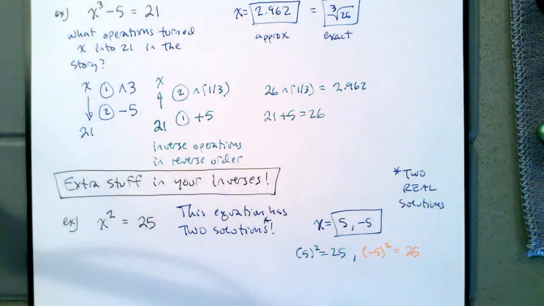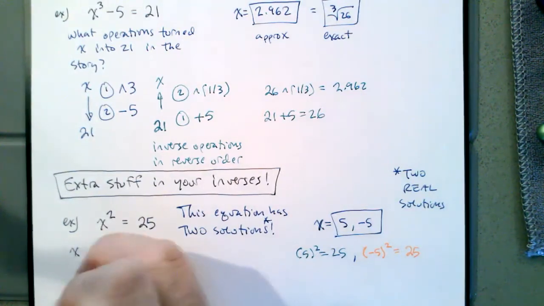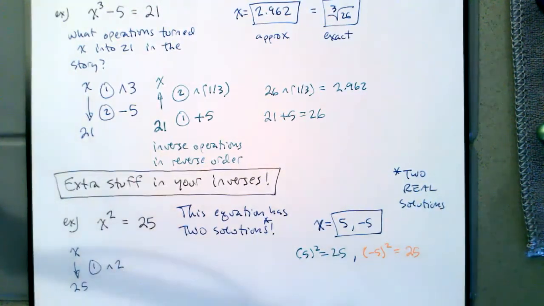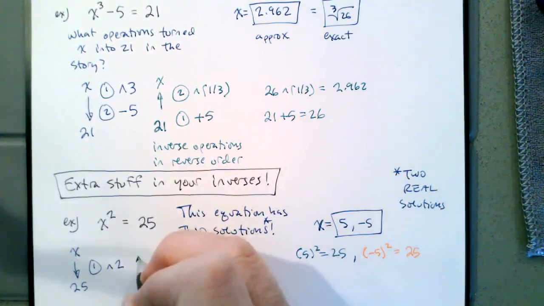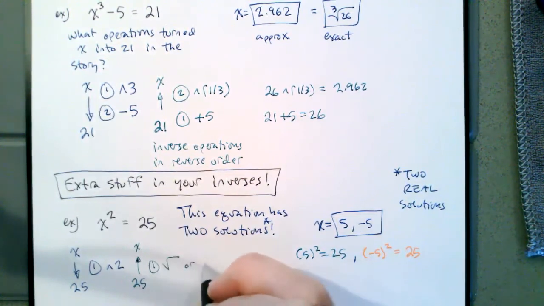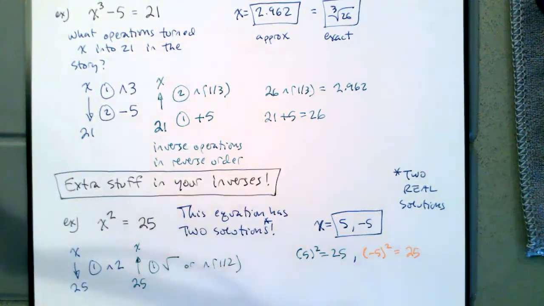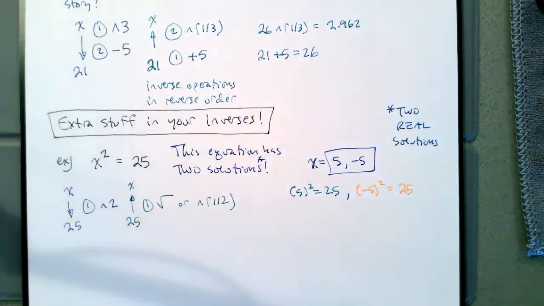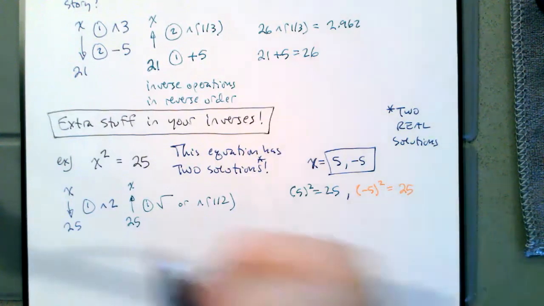So there's extra stuff in our inverse. So we have to recognize what functions have this extra stuff that's going on. What happened in the equation is that x turned into a 25, and the operation was we raised to the second power. So when we do inverse operations to turn a 25 back into an x, we can think of doing a square root or a 1/2 power, but we have to recognize that a square root could have two solutions, two real solutions. We have to bring that knowledge to the table ourselves.